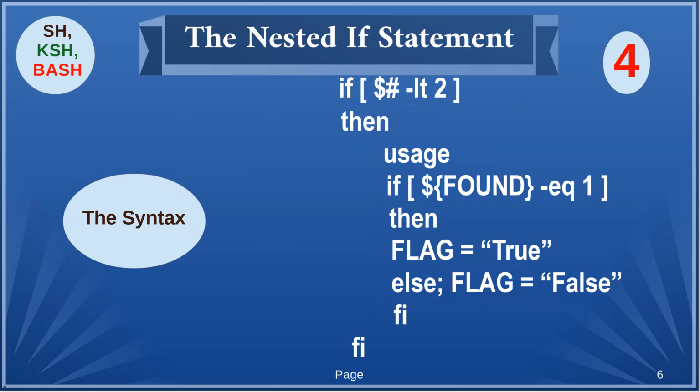And this is an example of it and the actual syntax. In this case, I'm saying if dollar sign pound is less than two, if the number of arguments passed on the command line is less than two, then call the function usage. But after calling the function usage, go through another if statement. If you see the variable that was previously set, found, if the value of dollar sign found is equal to one, that -eq means equal. When you're comparing integers, you use those symbols -eq, -ge for greater or equal, -gt for greater than, and so on.